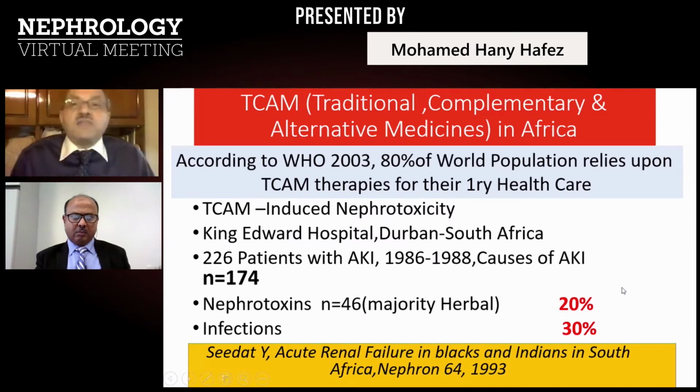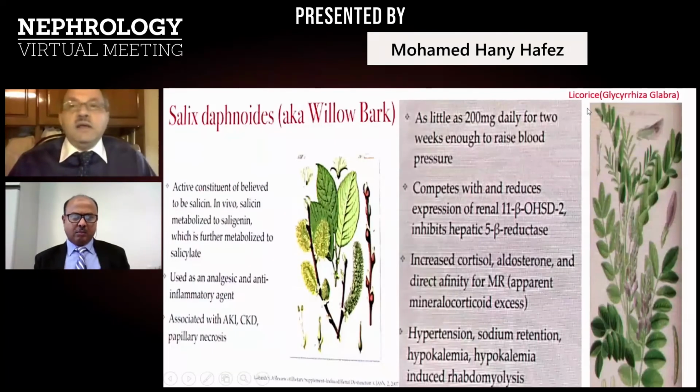Let's give some examples. Now we are in Ramadan. We take licorice, and as little as 200 milligrams daily for 2 weeks, which is 1 cup only, is enough to raise your blood pressure. I'm not frightening you, but these are the facts. So hypertension, sodium retention, hypokalemia may come and induce different effects, including rhabdomyolysis.